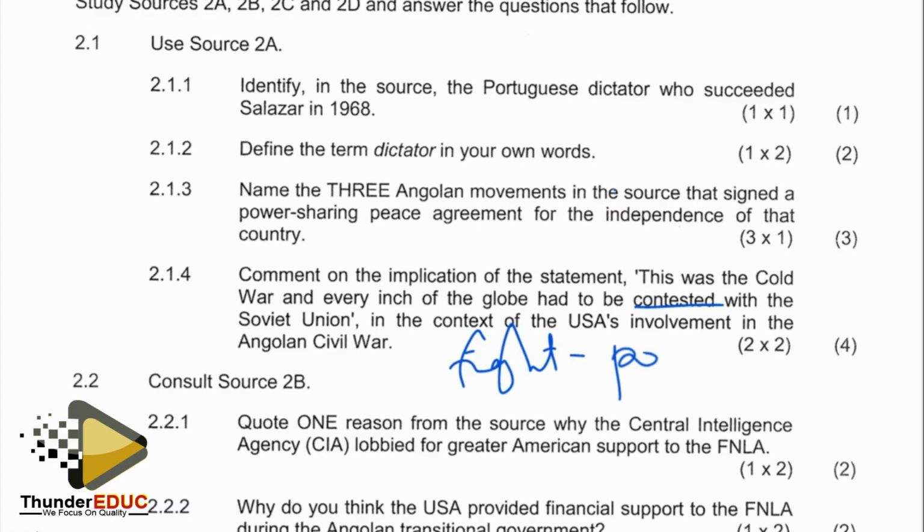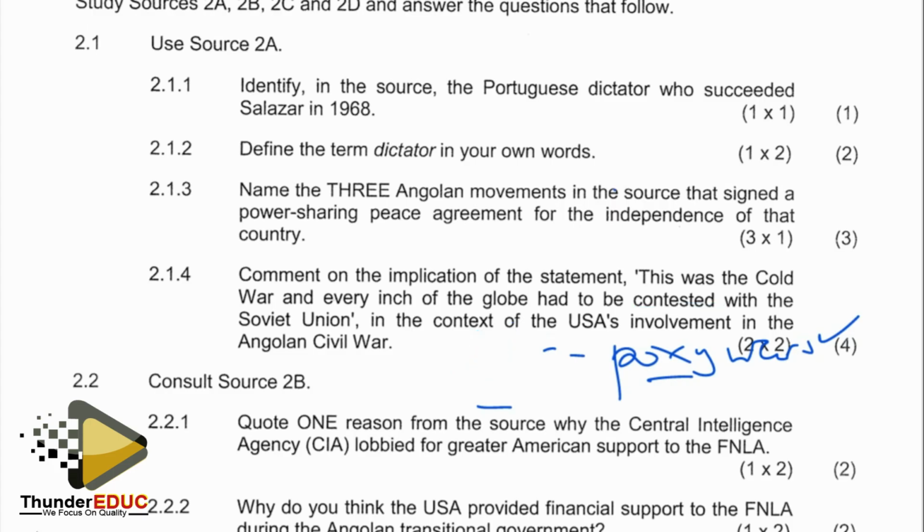And remember, those were proxy wars. They were not fighting directly, but they were supporting different groups within the country to fight against each other and impose their ideologies. Or we can say the USSR's influence was getting widespread across the globe. The USSR was trying to spread its influence, so it had to be contested. Wherever you went, you were supposed to contest with the USSR because it was spreading its influence across the whole world. That is basically the implication of that historical statement.